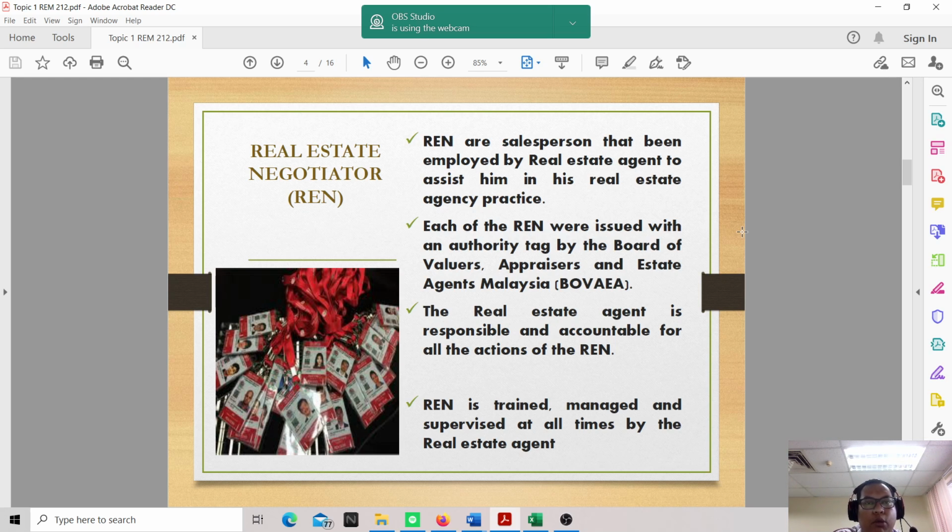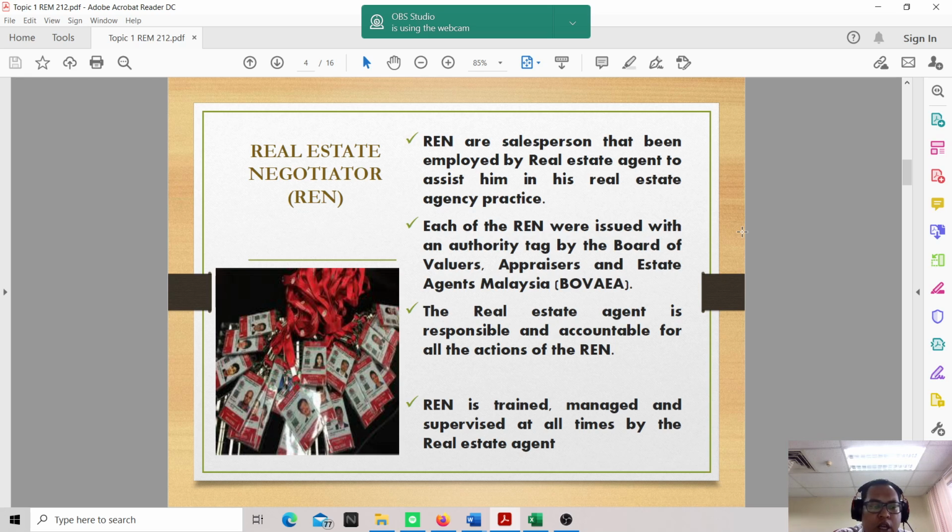So if, let's say, a university offers a diploma in real estate business, but the board of valuers doesn't certify and doesn't accredit that diploma, then you can only become a negotiator without ever having the potential to become a registered estate agent. So that is a very big loss.